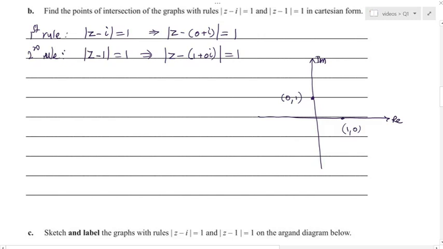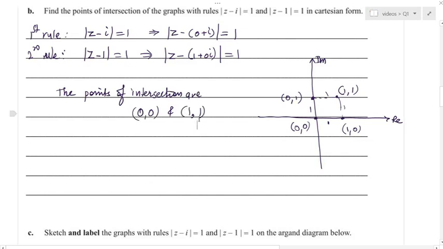Obviously you can see one point is the origin, at a distance of 1 from both of them. This is 1 and that is 1. And likewise you will have another point here as well. This is 1 and that's 1, so you will have the coordinate 1, 1. So the required points of intersection are 0, 0 and 1, 1.